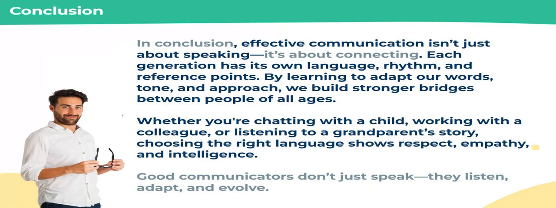Well, let's have a look at the conclusion for today. We've nearly finished our conference lesson about cross-generational communication. Here it is. In conclusion, effective communication isn't just about speaking, it's about connecting. Each generation has its own language, rhythm, and reference points. By learning to adapt our words, tone, and approach, we build stronger bridges between people of all ages. Whether you're chatting with a child, working with a colleague, or listening to a grandparent's story, choosing the right language shows respect, empathy, and intelligence. Remember, good communicators don't just speak, they listen, adapt, and evolve.